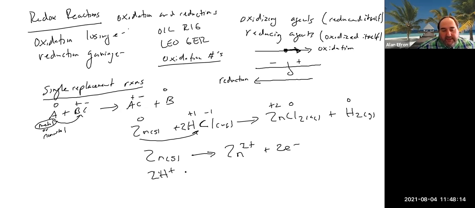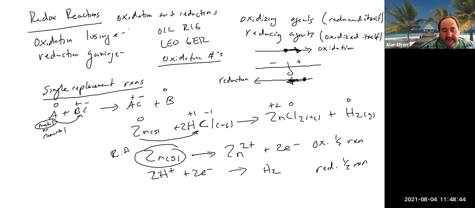The hydrogen here is actually gaining a couple of electrons and becoming H2, which has no oxidation state or 0. So hydrogen is actually starting at +1 and ending at 0, which means it's moving in this direction and going through reduction. This is our oxidation half reaction. This would be our reduction half reaction. And in this particular case, the zinc would be our reducing agent, and the H plus here would be our oxidizing agent.